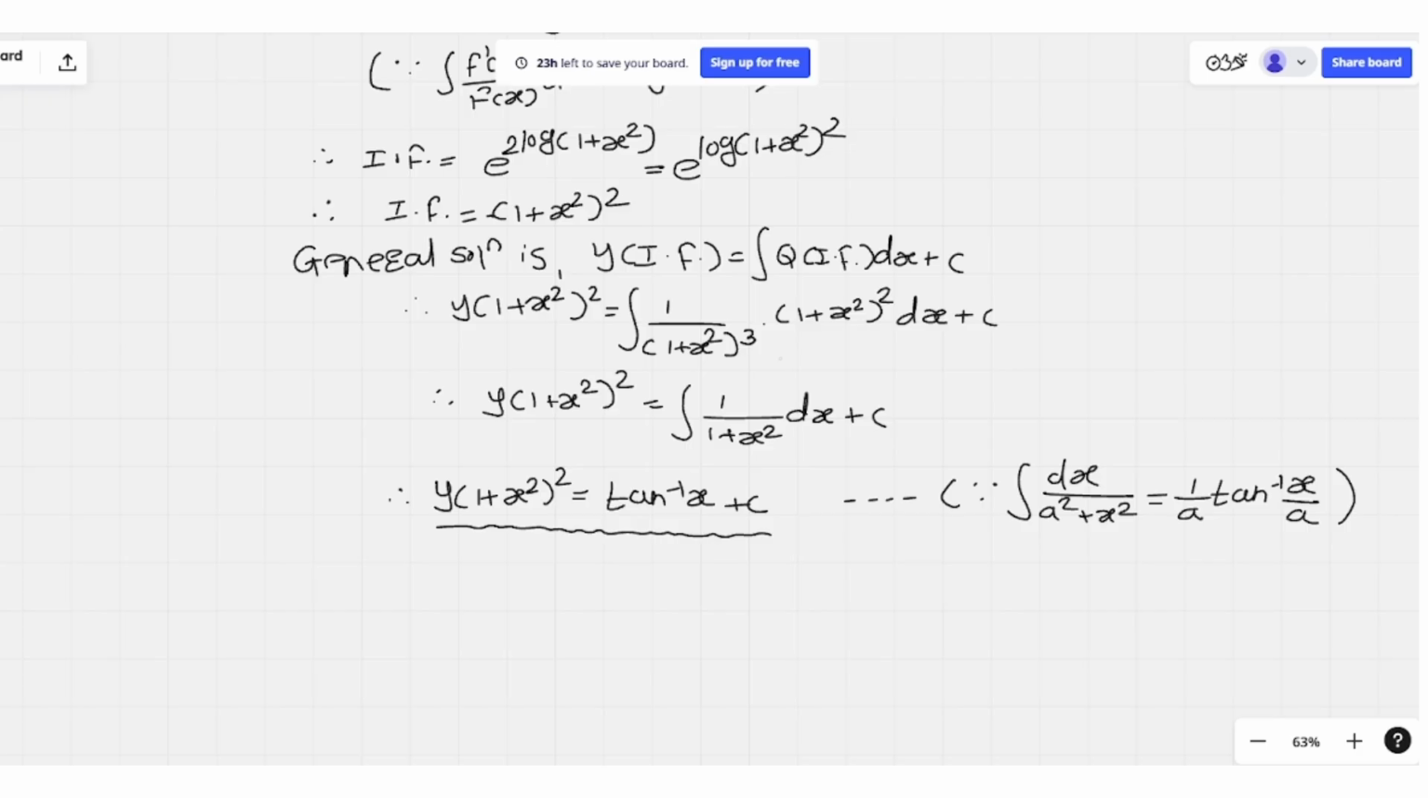So in this way we can solve the linear differential equation of first order.